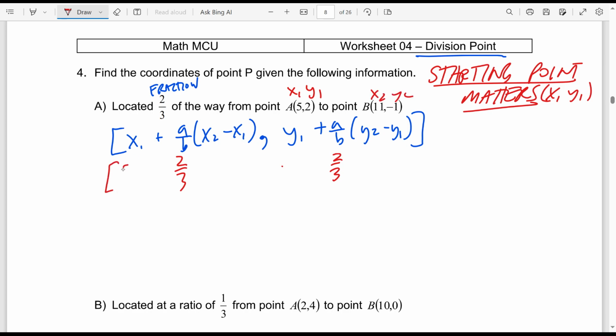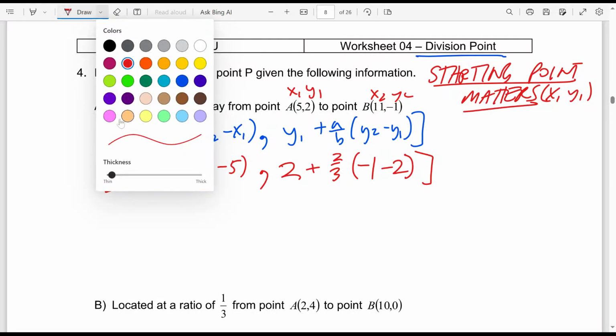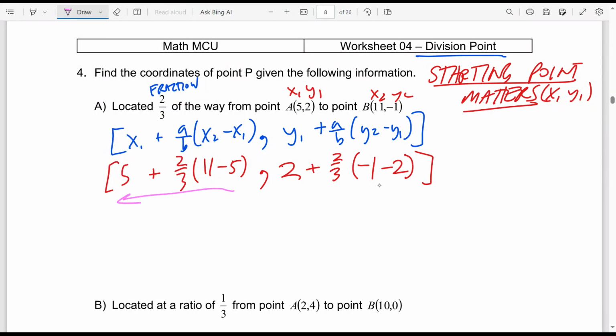So 5 plus 2/3, and we'll have 11 minus 5. And then 2 plus 2/3, -1 minus 2. So I always calculate this basically going this way. So brackets first, multiply, and then we go ahead and add at the end.